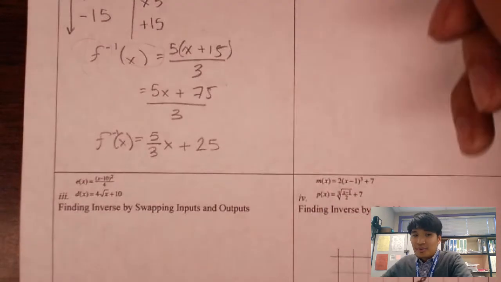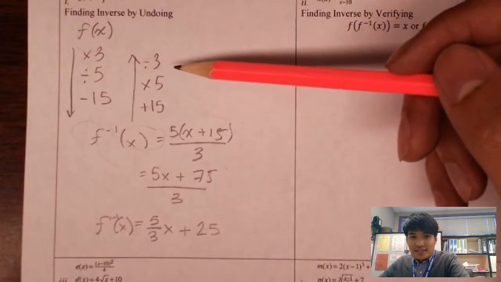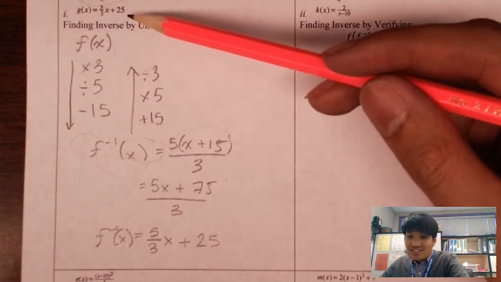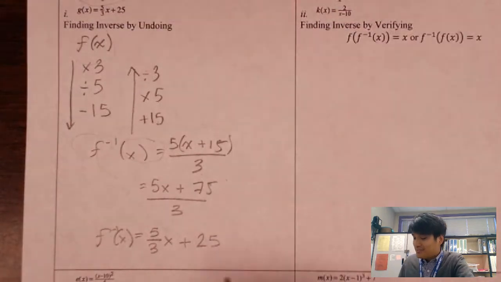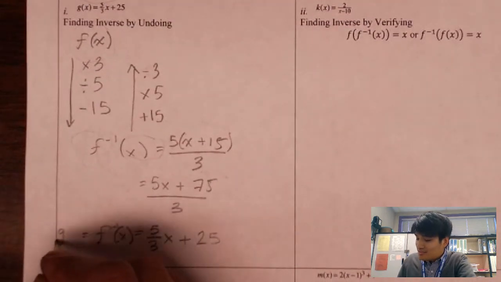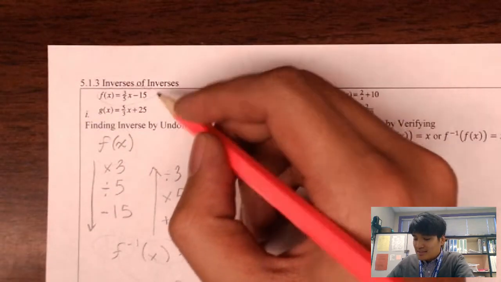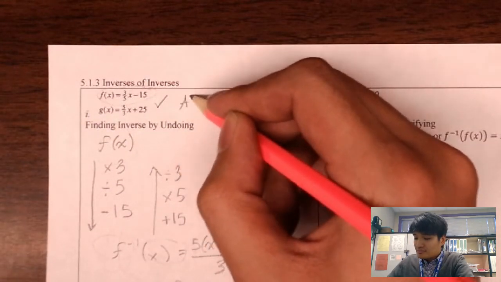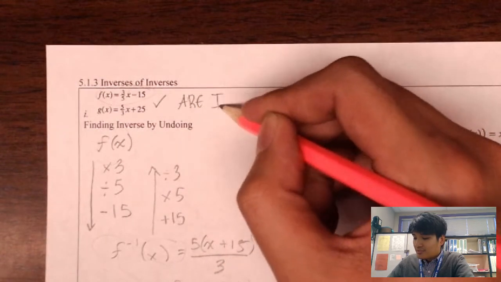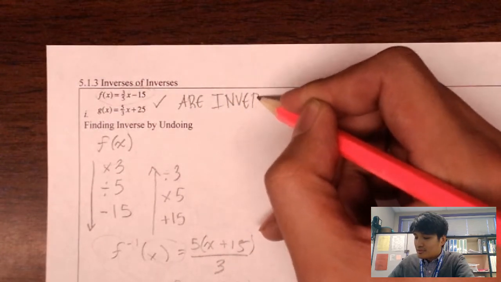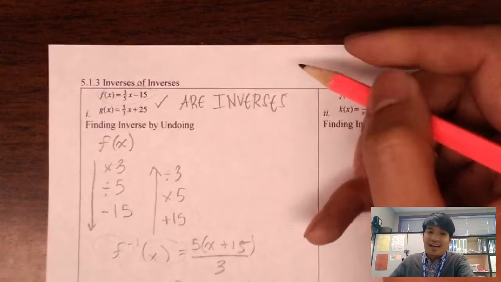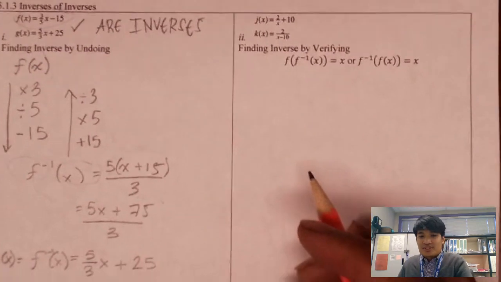And lo and behold, if you look back up here, doesn't that look just like g of x? That's crazy, right? So this is going to be g of x as well. So we can say that these are inverses. It's very nice, right? So let's go ahead and move on to the next one.